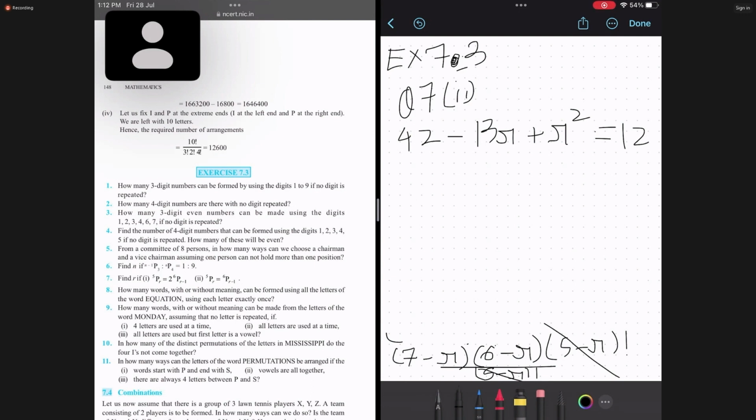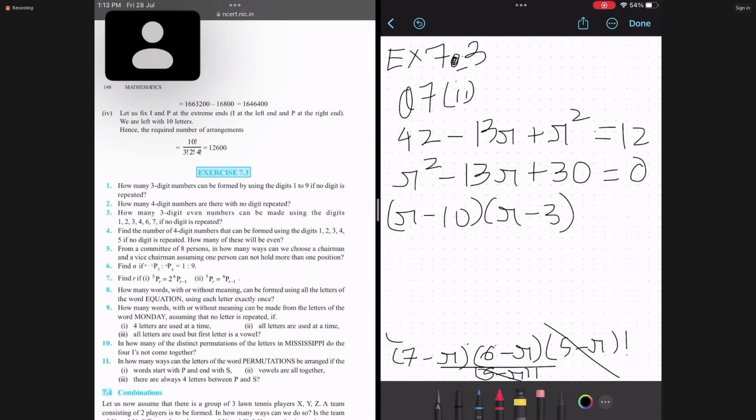Correct. So 12 goes in this direction. What you're left with is r square minus 13r plus 30 equals 0. Correct. Taking out factors common, what you are left with is (r minus 10) into (r minus 3), because 10 plus 3 equal to 13, 10 into 3 equal to 30, and that is how you solve this question.